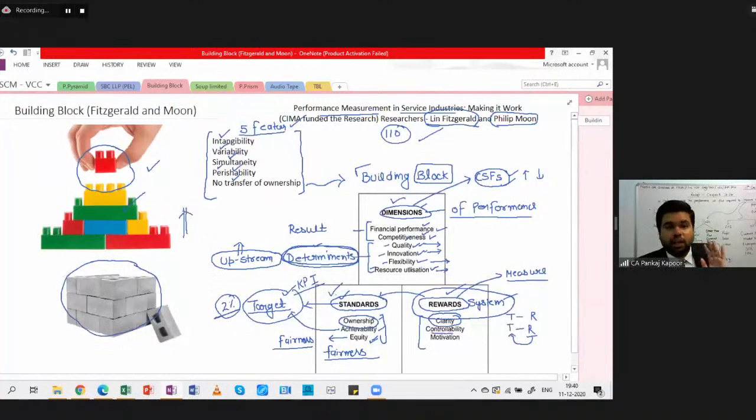If a school teacher's evaluation or appraisal needs to be done, and I say that your appraisal will be based upon how many students score more than 90 marks, is it good or not? It may be, it may be not.